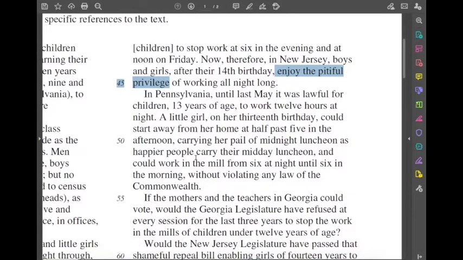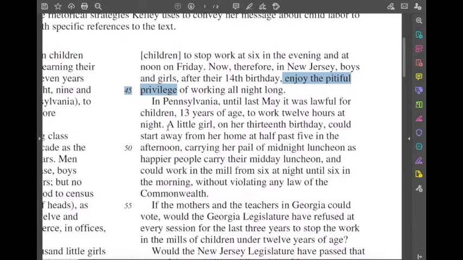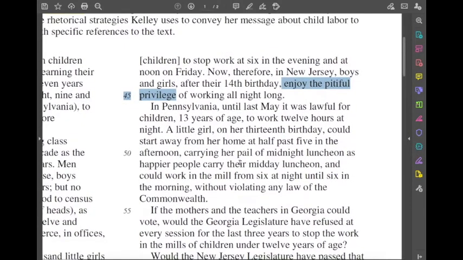Imagery is a huge one. Not yet. Let me get through the essay first, and then I'll hear what you guys have to say. Irony. A pitiful privilege would also be an irony, yes. Most oxymorons are ironies. Maybe all.